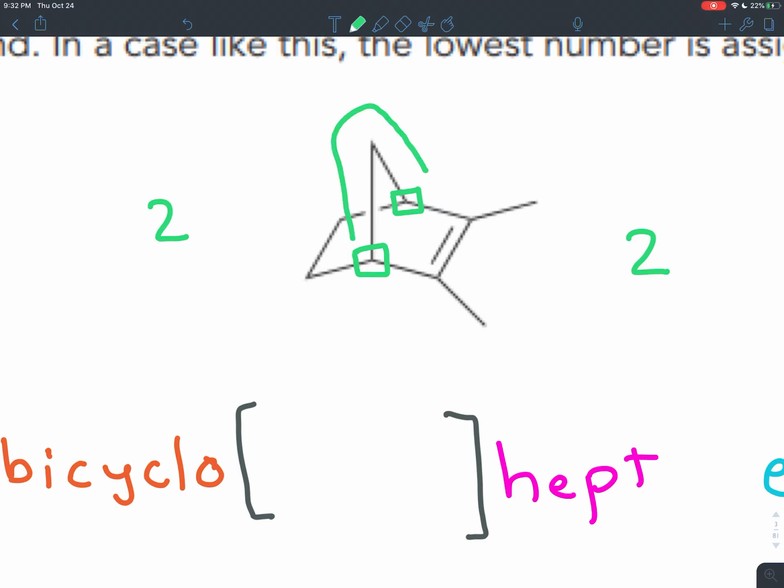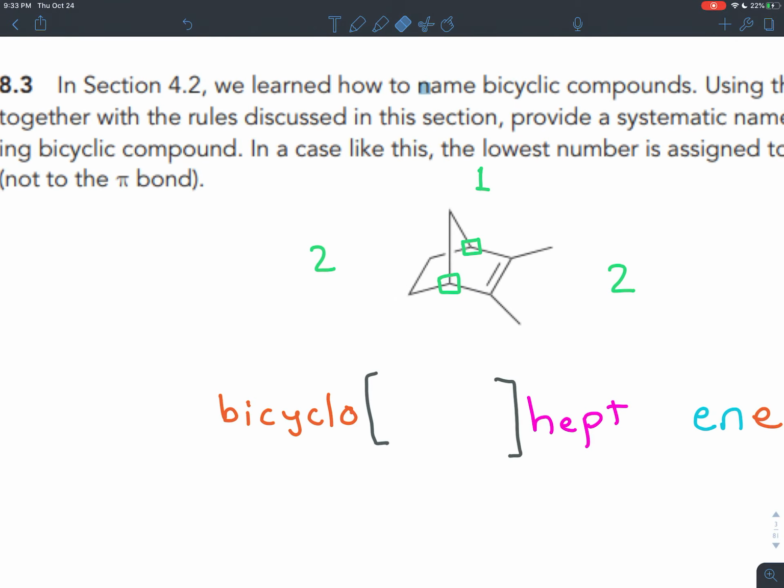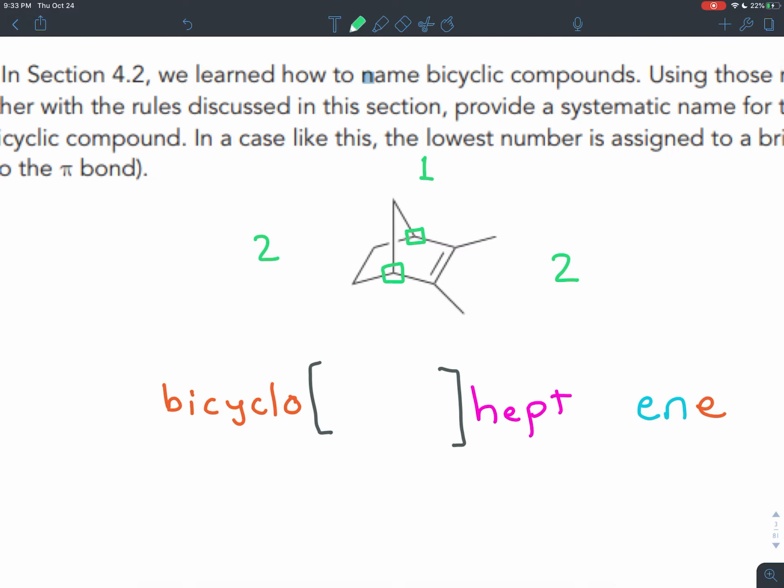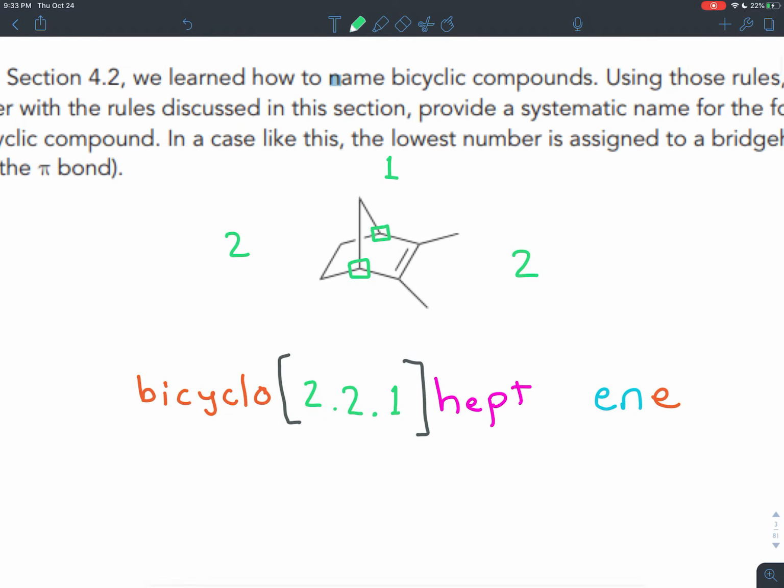Finally, if you were going to go the third way, go up and over, how many carbons would you pass by? Just 1. So we have those 3 numbers for the carbons on each side of those bridgehead carbons. We're going to put those in the brackets in descending order, separated by dots. So 2.2.1. So far the name we have for this backbone is bicyclo[2.2.1]heptene. Now the only thing is we haven't said where the double bond is located.